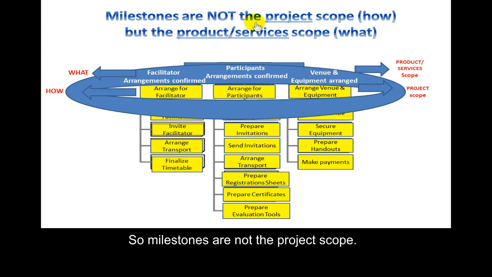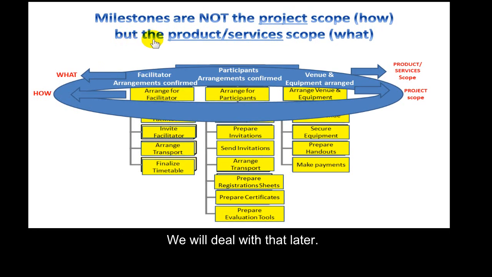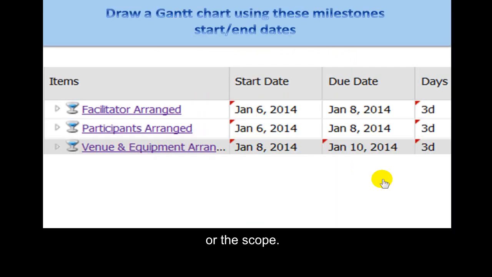So milestones are not the project scope. They're not the how. We'll deal with that later. Milestones are the products and services, or the scope, the what. I hope that's clear.